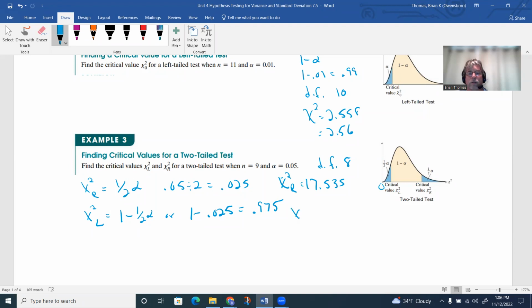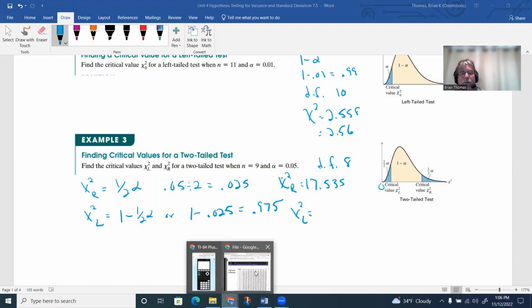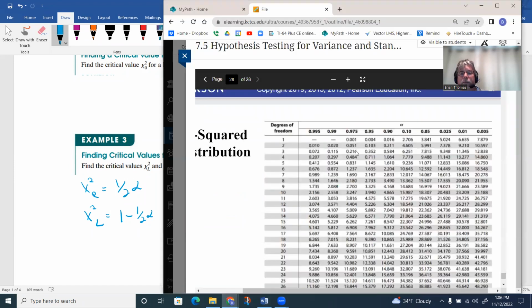So if I want to do chi squared L, you have to use this 0.975 with the degrees of freedom of 8. So 0.975 with the degrees of freedom of 8. We're seeing this 2.180 as our value, 2.180.